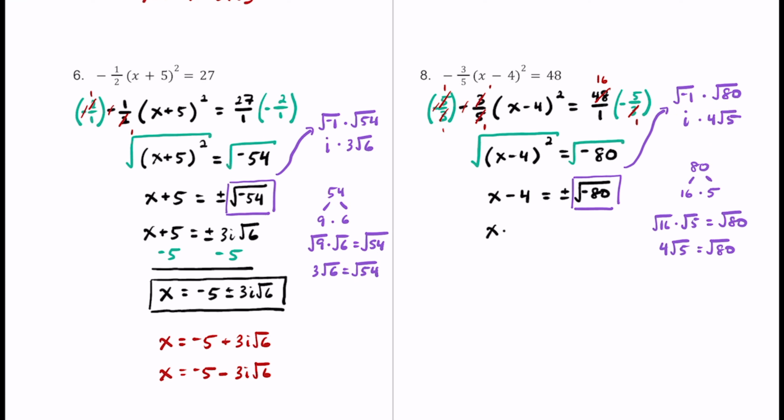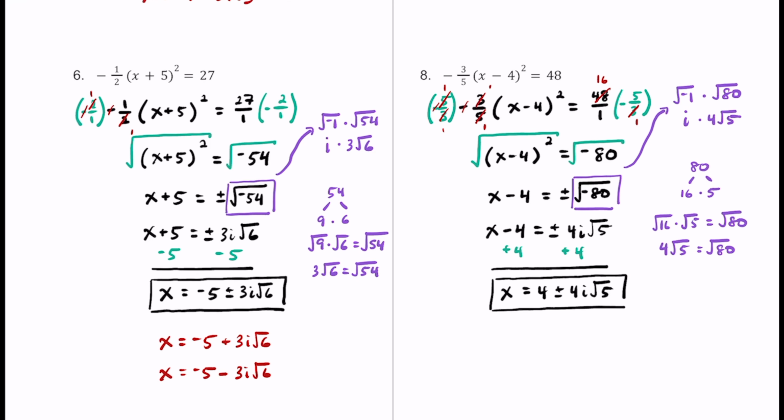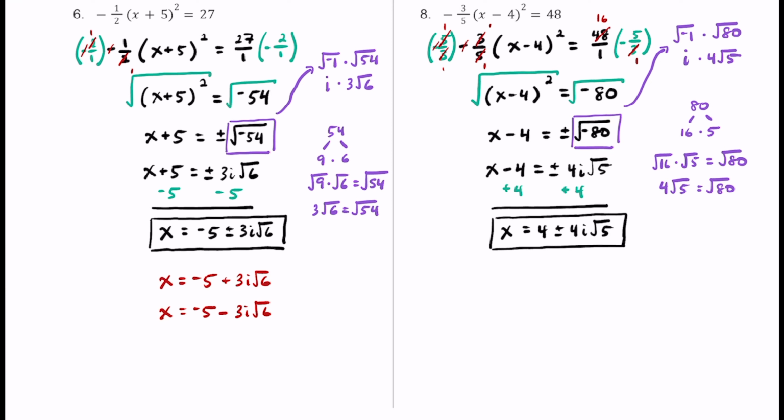So going back to our equation, we can say x minus 4 is equal to plus or minus 4i root 5. And finally, let's add 4 to both sides of this equation to isolate x completely. So we're going to have x is equal to 4 plus or minus 4i root 5. This right here would be our final solution. We have two of them, so these would be the two complex solutions for this equation. And if we wanted to separate them, we can say that x is equal to 4 plus 4i root 5, and our other solution would be x is equal to 4 minus 4i root 5.